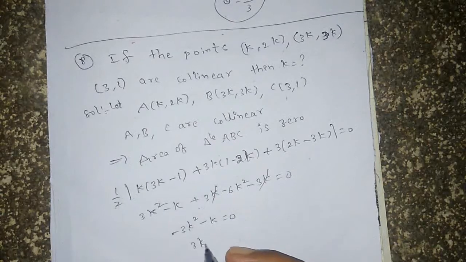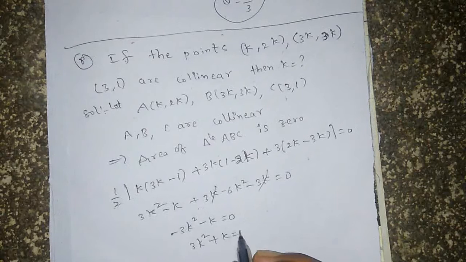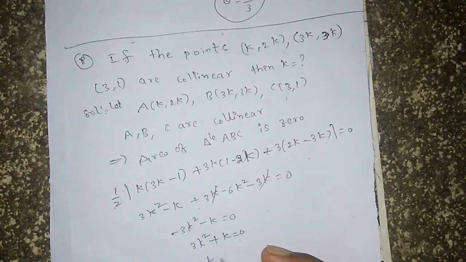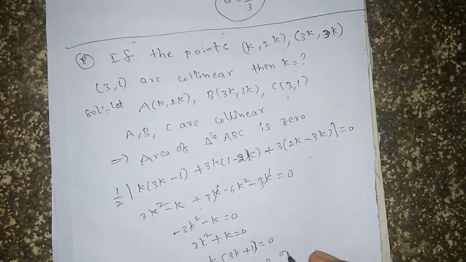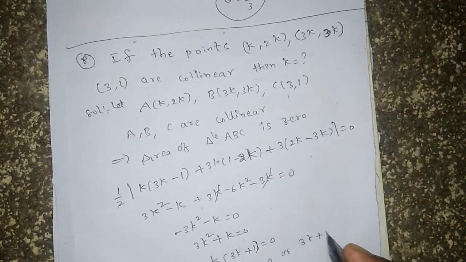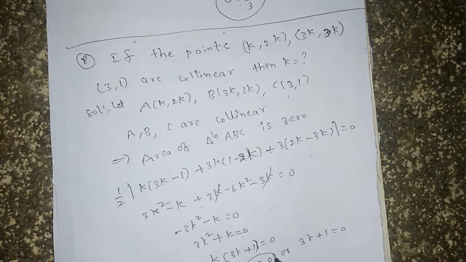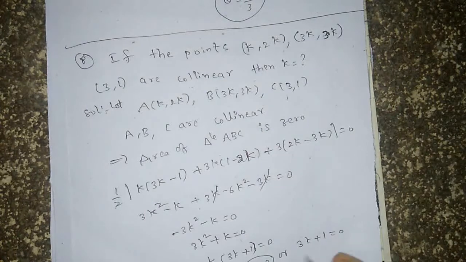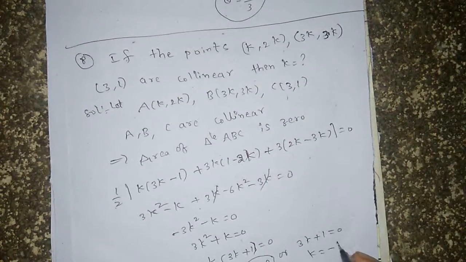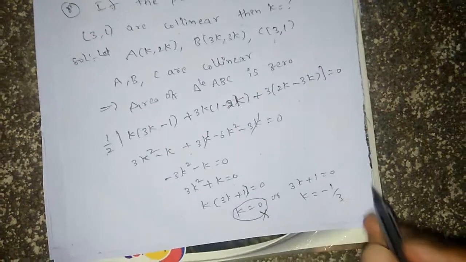That is 3k square plus k is equal to 0. Take k common, k into 3k plus 1 is equal to 0. K is equal to 0 or 3k plus 1 is equal to 0. K cannot be 0. If k is 0, the points are 0, 0, 0, 0. So this cannot be taken. Therefore k is equal to minus 1 by 3.